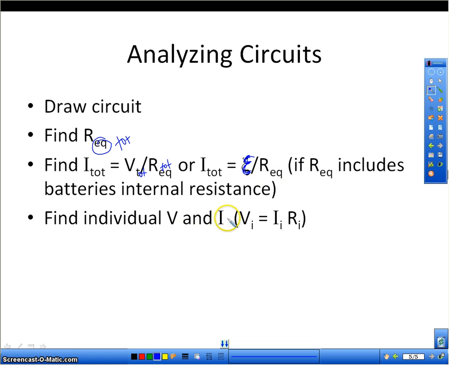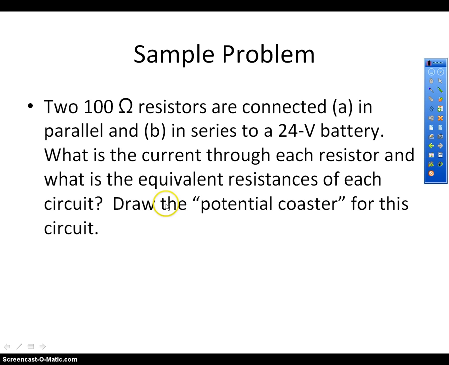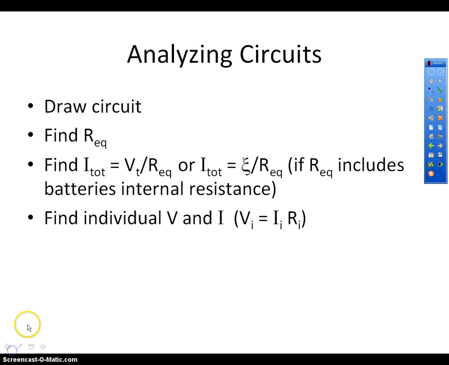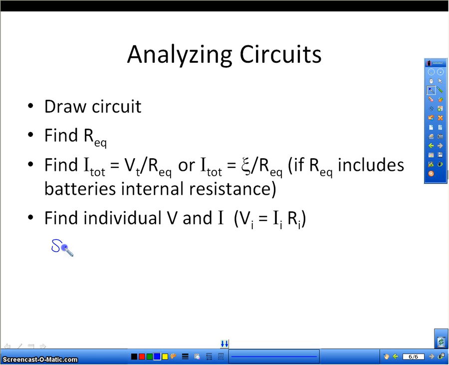Then you can find your individual voltages and your individual currents using Ohm's law again, but you have to kind of keep up with the rules. Remember that in series, when you have a series circuit, the voltages all add up. So all the individual voltages add to the total, but in parallel, the voltages are all the same. And then in series, the current is the same. They all get the same current going through them, but in parallel, the currents add up together to give you the total current. So you kind of have to keep those rules in mind as you're doing this.